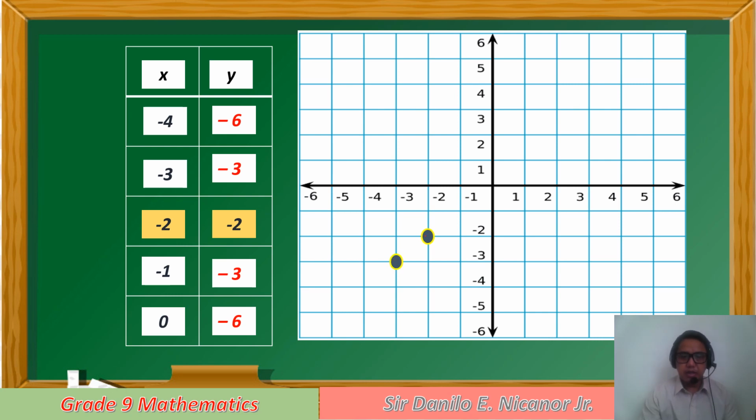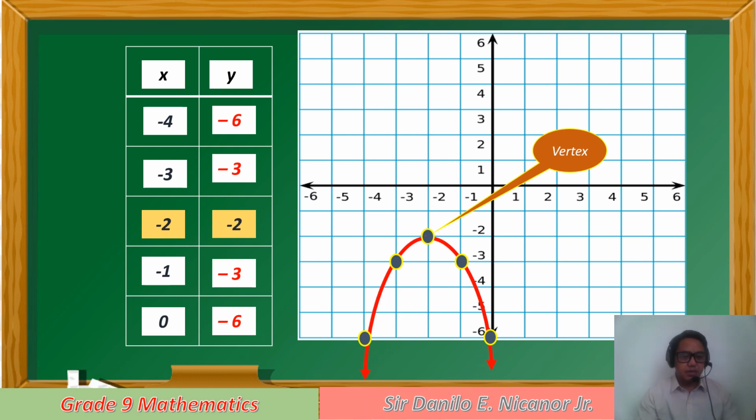Oh, this is what Sir did first. 3 units to the left, 3 units downward. This one, 1 unit to the left and then downwards. So this is what Sir meant. We have here a parabola that opens downward because the a in our quadratic function is negative. That's your parabola.